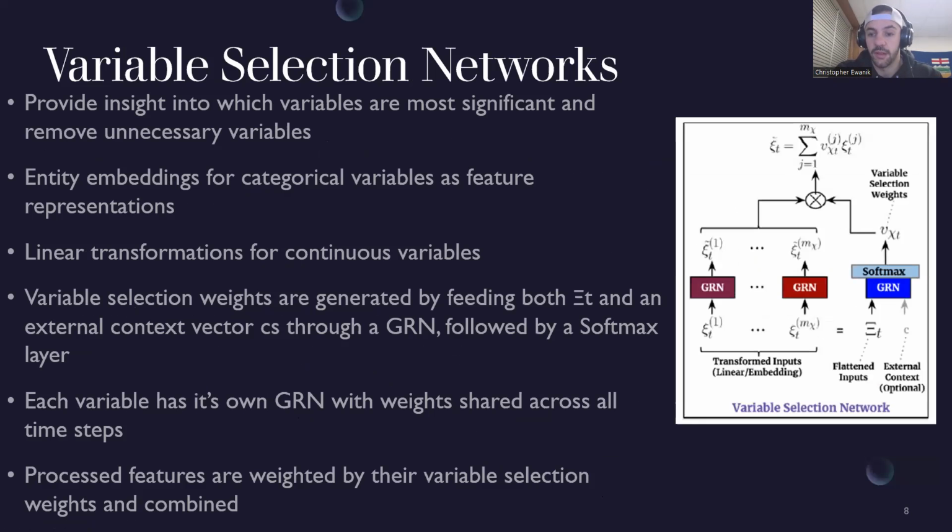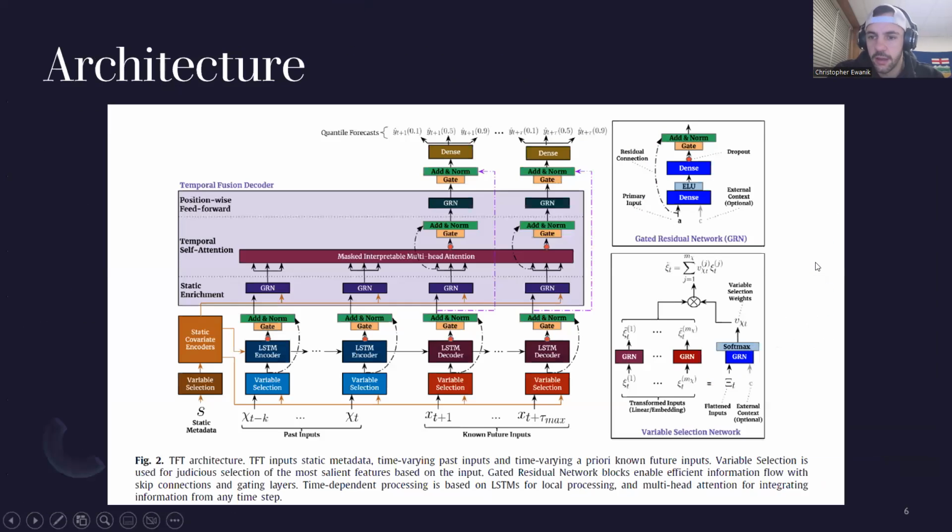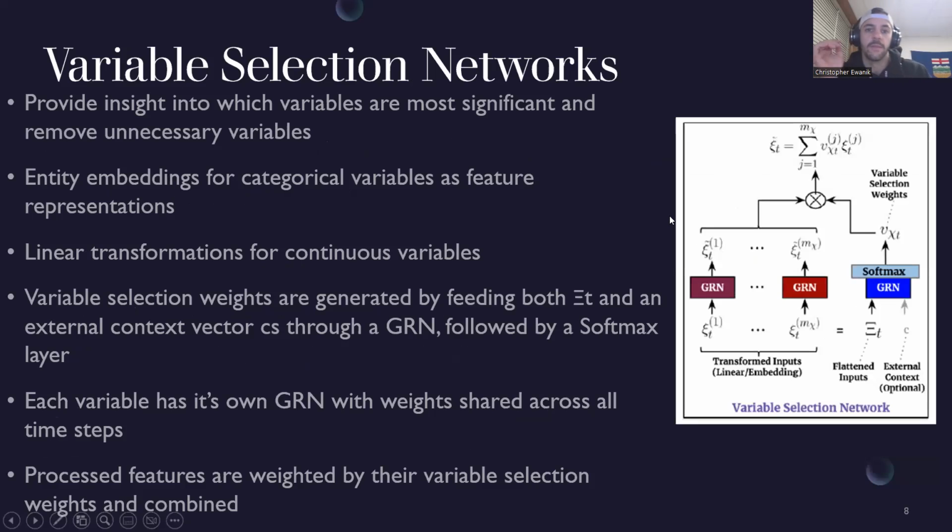Cool. And then we have the variable selection network. You can also see these plots right here from the original architecture, just in case you didn't notice. Anyway, these variable selection networks help us get insights into which variables are most significant and which aren't. They're applying GRNs and softmax, and they're helping us get our weights.